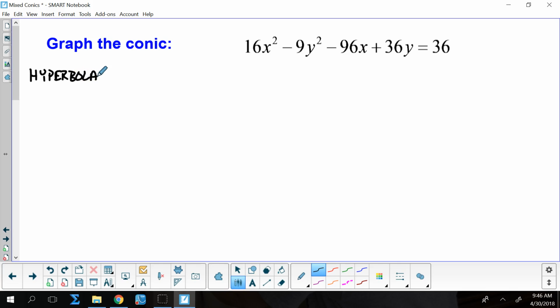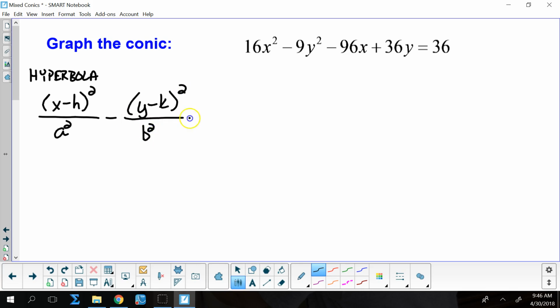Based on the fact that it's a hyperbola, is it going to be an x squared minus a y squared, or a y squared minus an x squared hyperbola? Wasn't it x squared minus y squared, because the x squared is already positive? Yep, exactly. So the form that I need to go in is x minus h, quantity squared, all over a squared, minus y minus k, quantity squared, over b squared, equals 1. That's the form that I need to get it in.